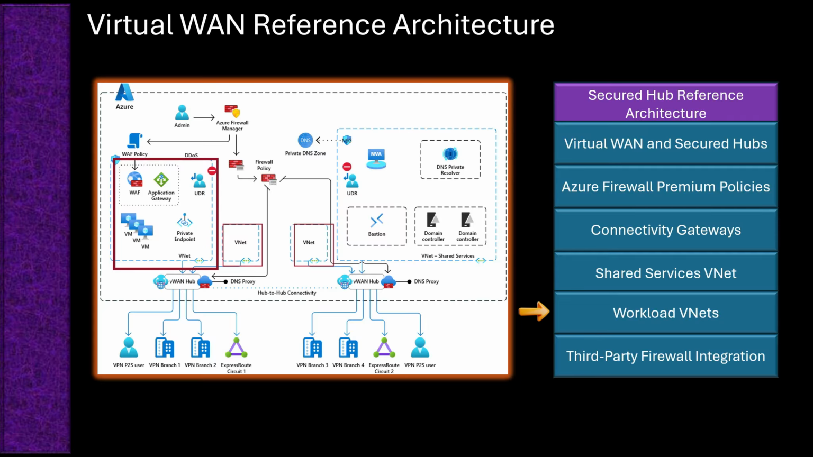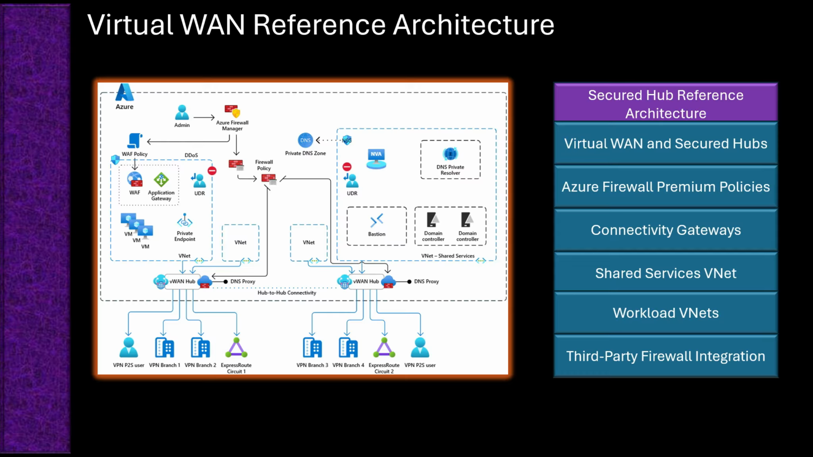Workload-specific VNets connect to the secured hubs. These VNets may include Azure Application Gateway and Web Application Firewall for application delivery and security, and private endpoints for secure connections to Azure PaaS services. Azure Virtual WAN hubs support a limited set of third-party firewalls as alternatives to Azure Firewall. This reference architecture focuses on the use of Azure Firewall for consistency and simplicity.